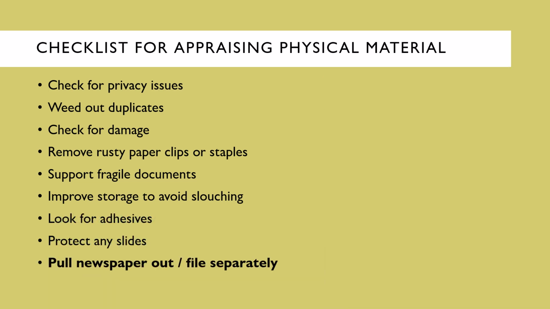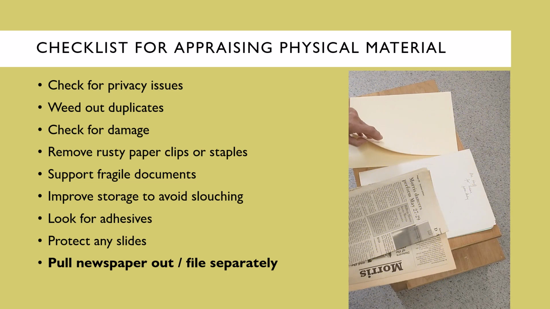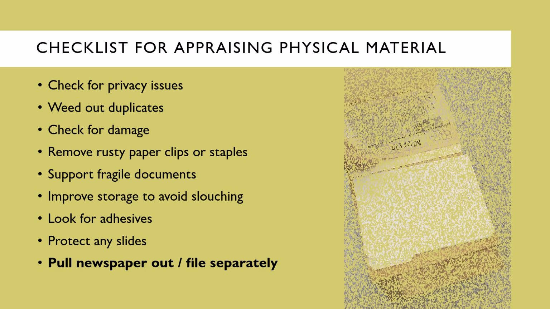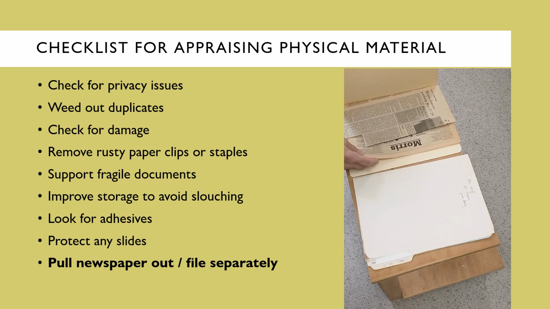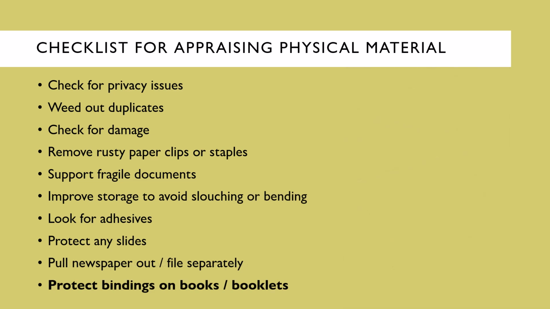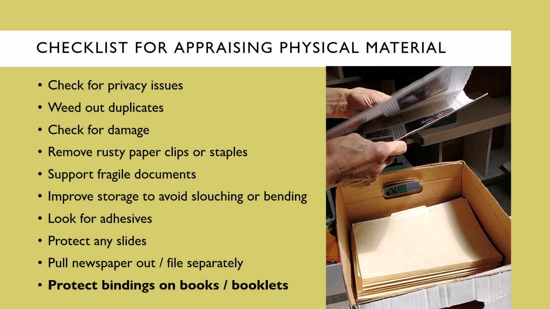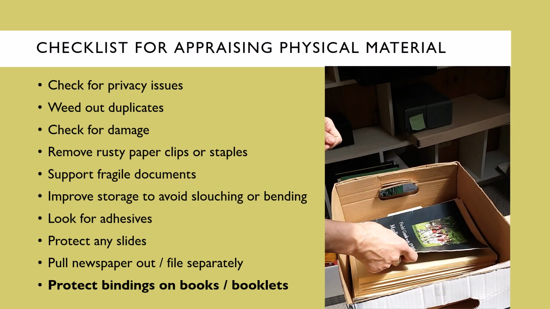Since newspaper causes other paper to yellow over time, pull out any newspaper that you've decided to keep and put it in a file folder away from any other paper donations. Remember that you can choose to get rid of the newspaper if you scan the material first and keep a digital copy. If there are any books or booklets that are folded open on their binding, close them in order to keep the binding intact. As with paper, store books or booklets either lying flat or upright and supported so that they are not slouching or bending in any way.